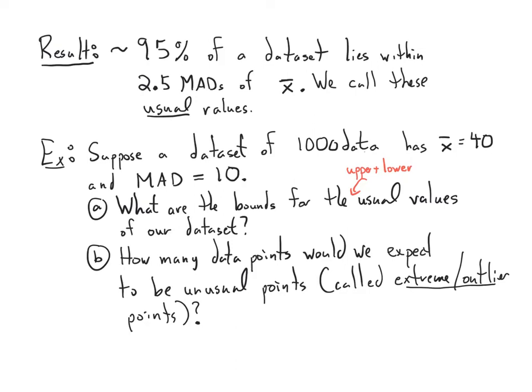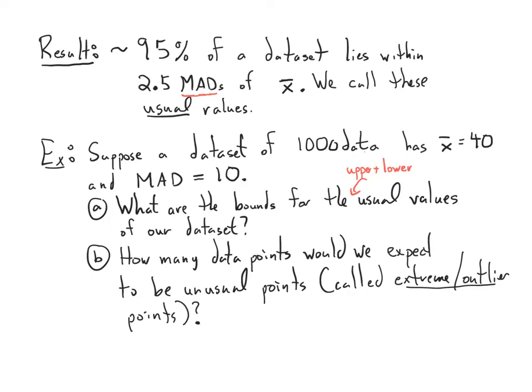In the last video, we talked about a measure of variability or a measure of spread called the mean absolute deviation. And what's cool about this is that it can be proved. It's a little beyond the scope of this class to show why this is the case, but it can be shown that roughly 95% of a data set is going to lie within 2.5 mean absolute deviations of the mean.